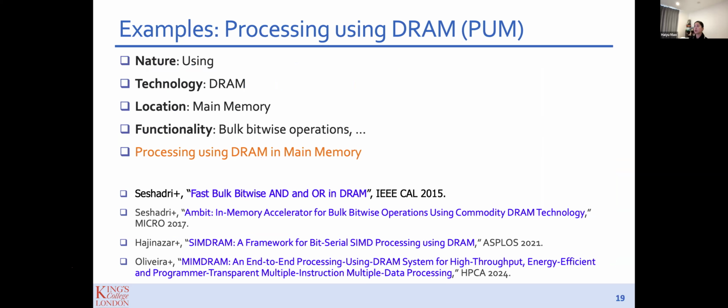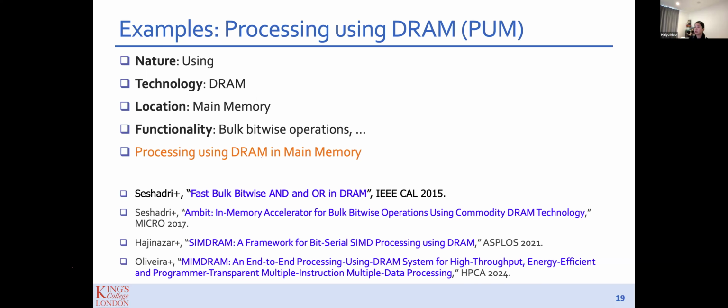So for processing using memory, here is an example of processing using DRAM, where we directly use the memory cells involved in the computation. Here is an example of the four things that we defined earlier. The nature is processing using memory, the technology is DRAM, and the location is memory, meaning that we do all of the computation inside memory. And the functionality nowadays, we can support some bulk bitwise operations and some copy operations.